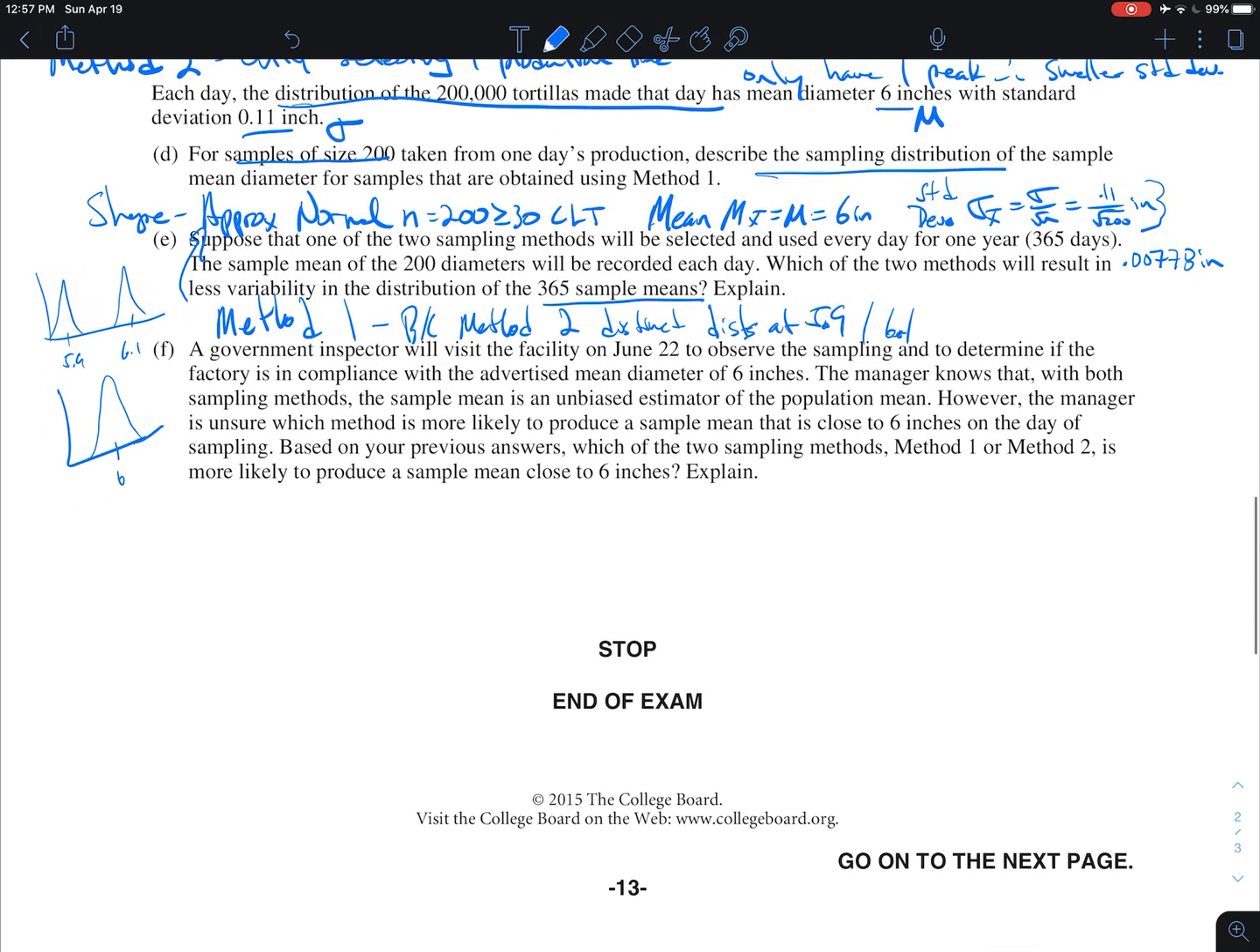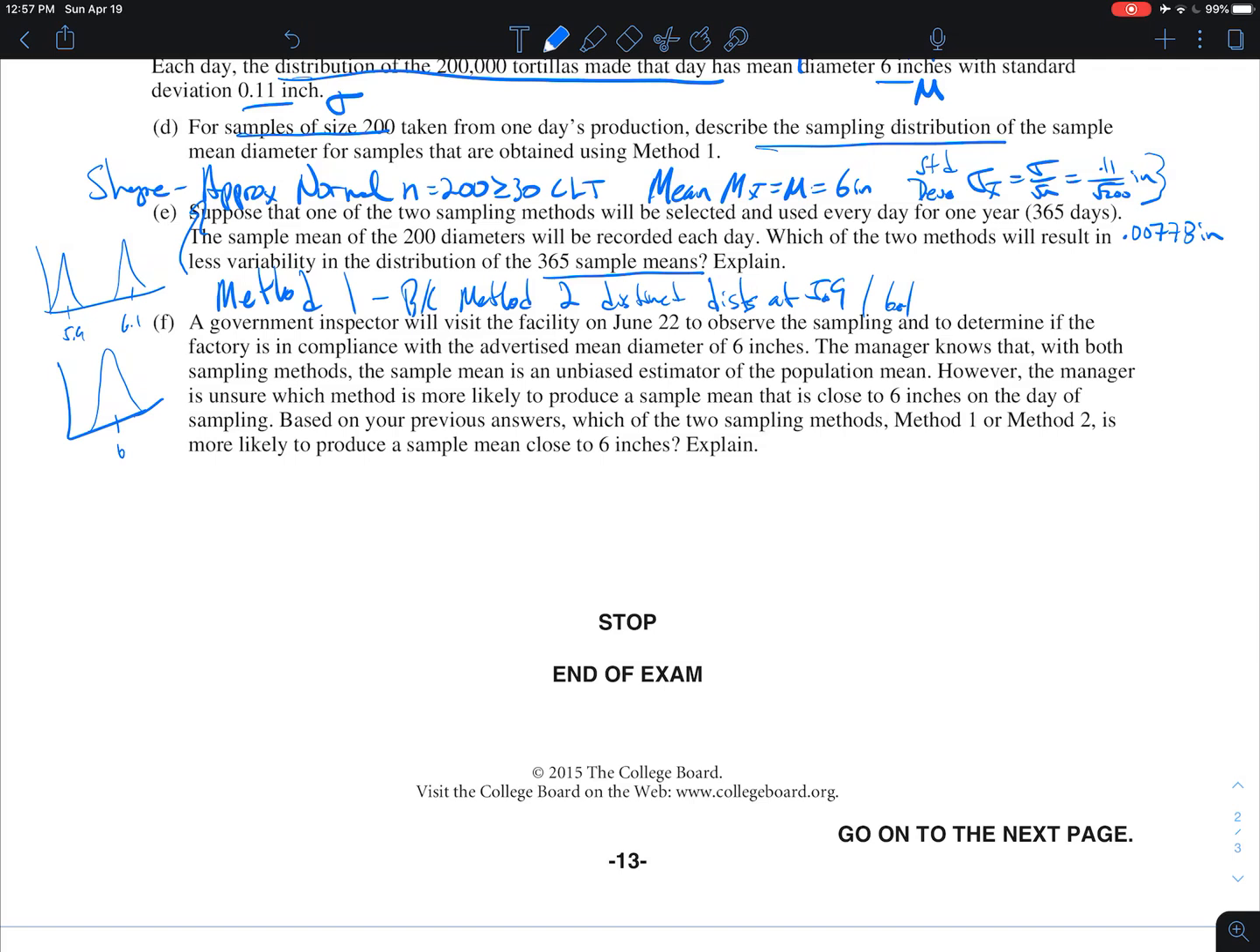A government inspector is going to visit the facility on June 22nd to observe the sampling and to determine if the factory is in compliance with its advertised mean diameter of 6 inches. The manager knows that with both sampling methods, the mean is unbiased. So the mean is always going to be 6. However, the manager is unsure which method is likely to produce a mean that is close to 6 inches on the day of the sampling, based on your previous answers. So everything you've said up through E. Which of the two sampling methods is more likely to produce a mean close to 6?